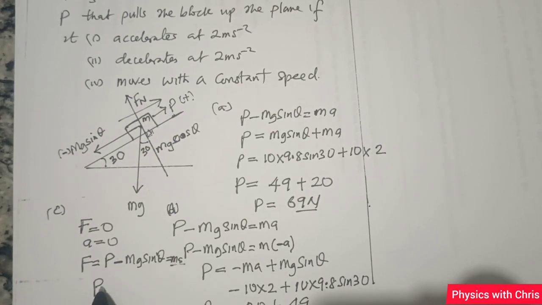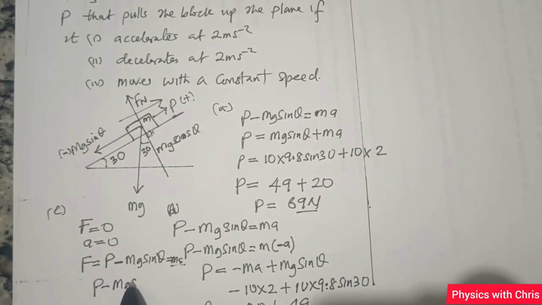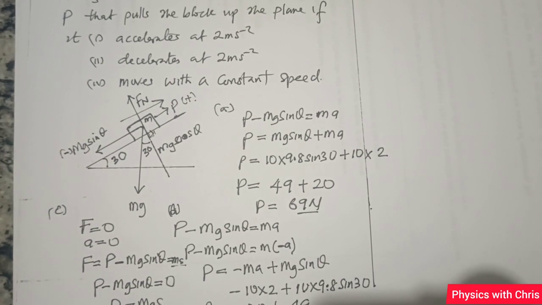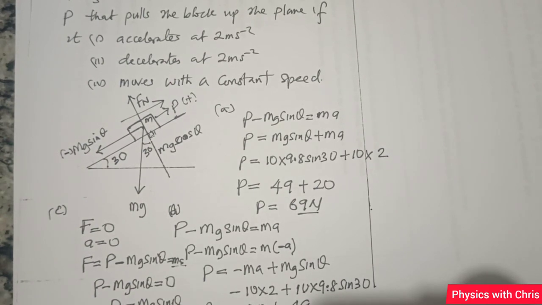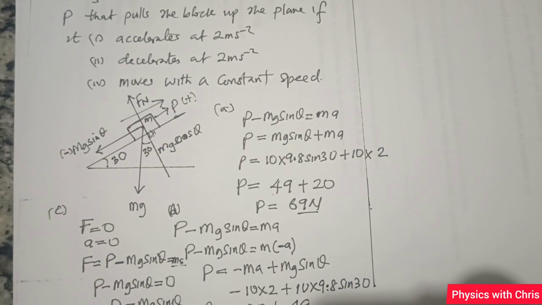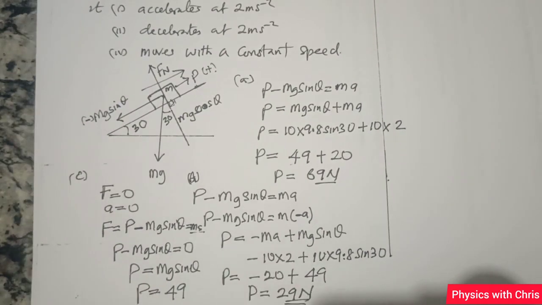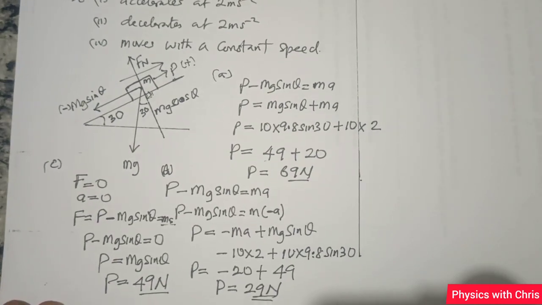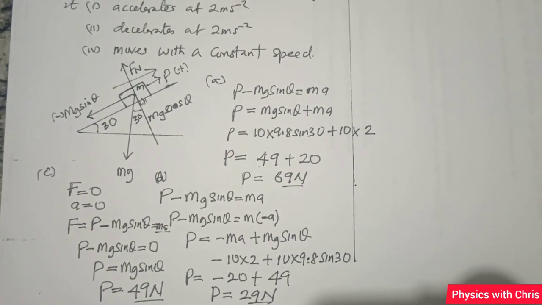So what you have is P minus mg sin theta is equal to zero. That gives me force P as equal to mg sin theta. My mg sin theta evaluated at that time is 49. So my force P is 49 Newton. So that gives the value of the force P in that situation.